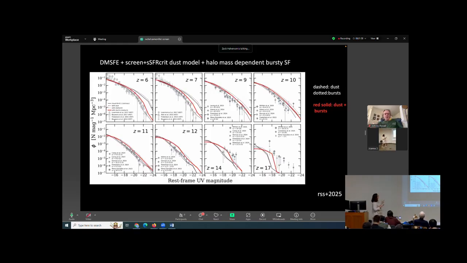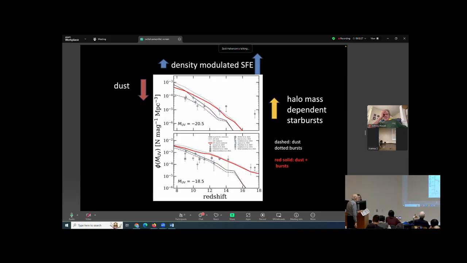What I want you to look at is the red lines, which have both the dust and the bursts. And what you can see is that because the scale of star formation is shifting into lower and lower mass halos at earlier times, this also boosts the number of bright galaxies preferentially at high redshift. Probably not enough by itself to solve the tension, but it does systematically boost star formation at higher redshift.